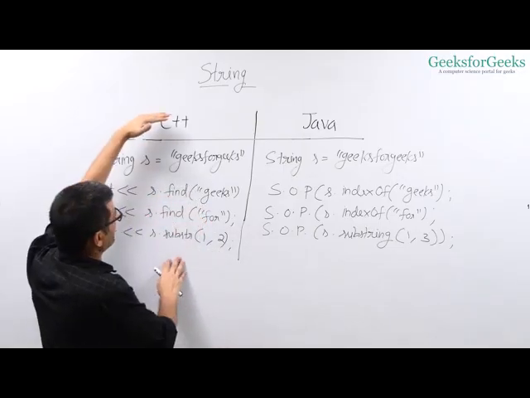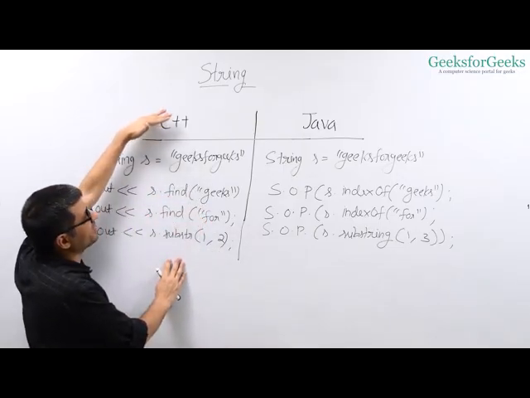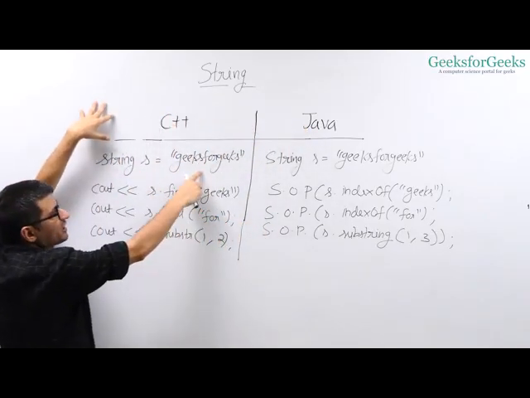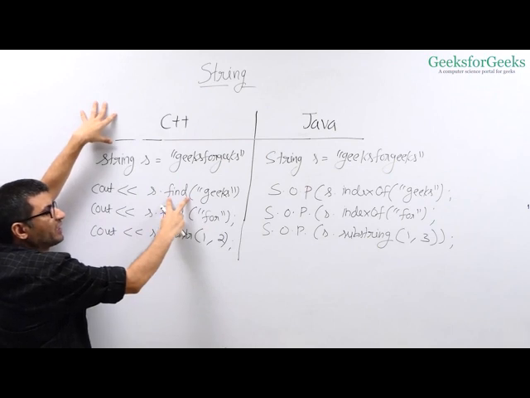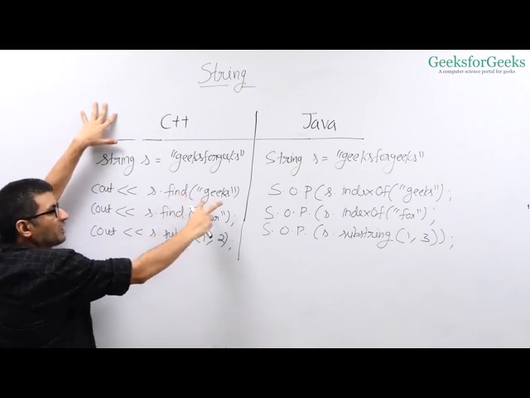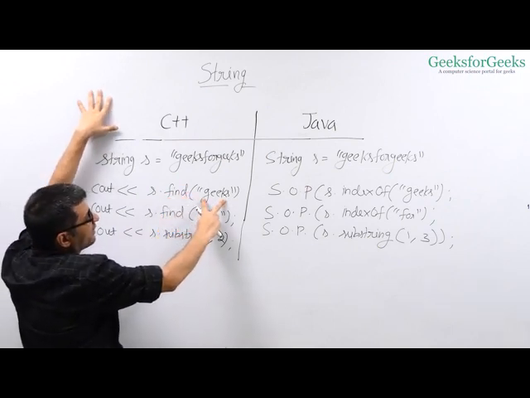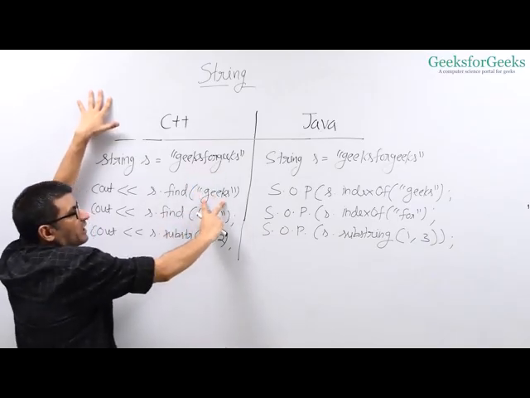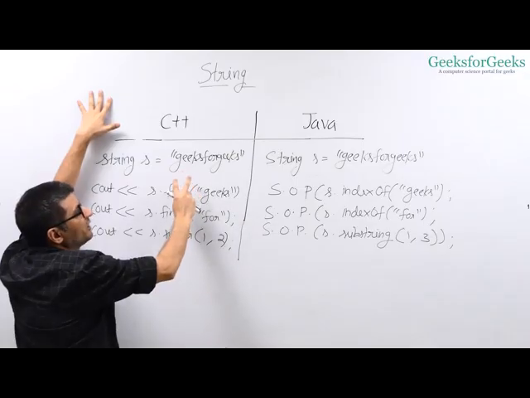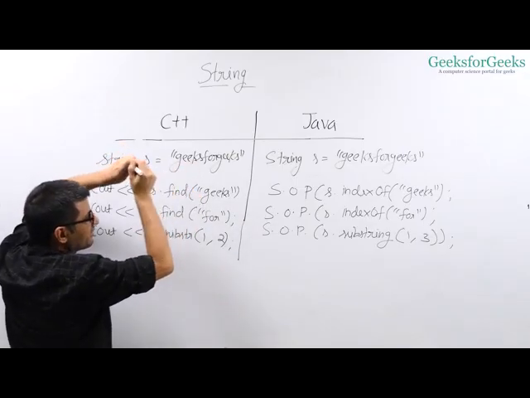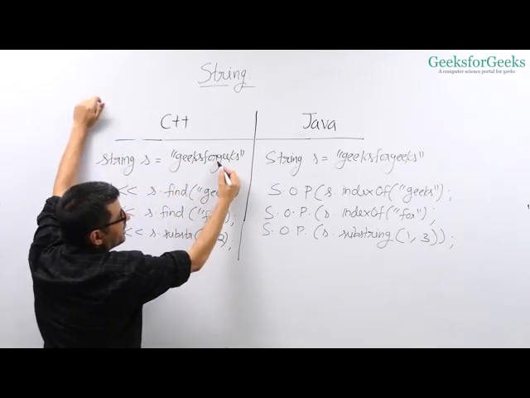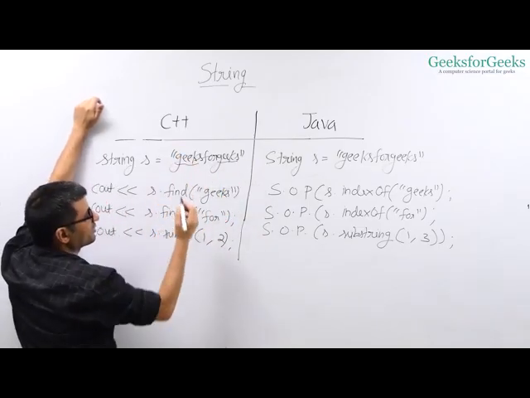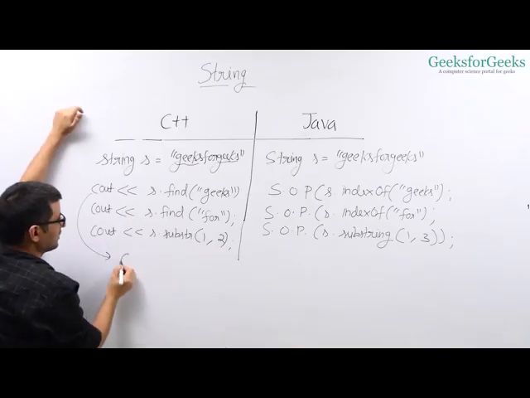So here are some common functions on string data structure in C++ and in Java. In C++ we create a string this way, and there is a function called find which tells you whether a substring or a character is present in the given string or not. If the given string is present at multiple locations, then it returns the first occurrence index. So this geeks is present 2 times, here and here. But it returns the index of first occurrence, which is 0. So the output for this part is 0.